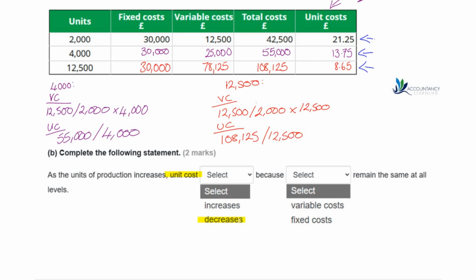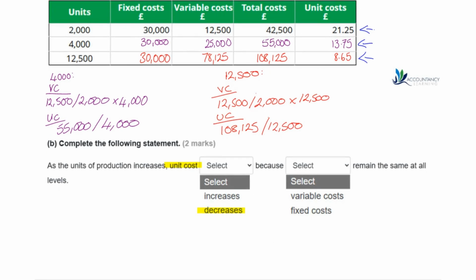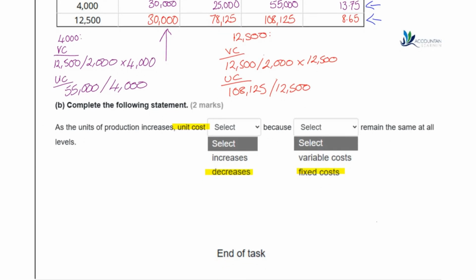And why does it decrease? And we've got the option of saying whether the variable costs or the fixed costs remain the same at all levels. So it's because our fixed costs remain the same at all levels. So it means our 30,000, the £30,000 fixed costs that we've got here, is then being split over a much larger number of units as the level of output increases. So therefore the overall unit cost will decrease because the fixed costs are spread over a larger number of units as output increases. And that brings us to the end of task 4.